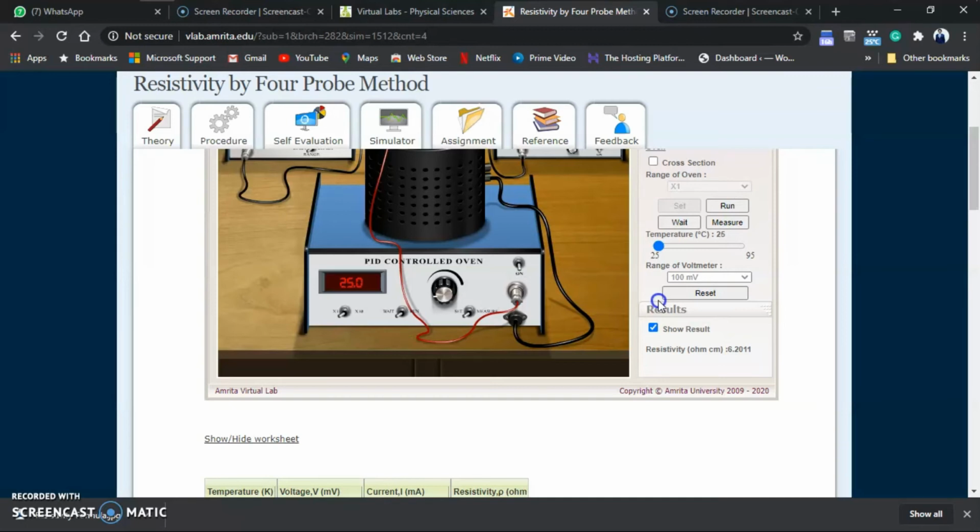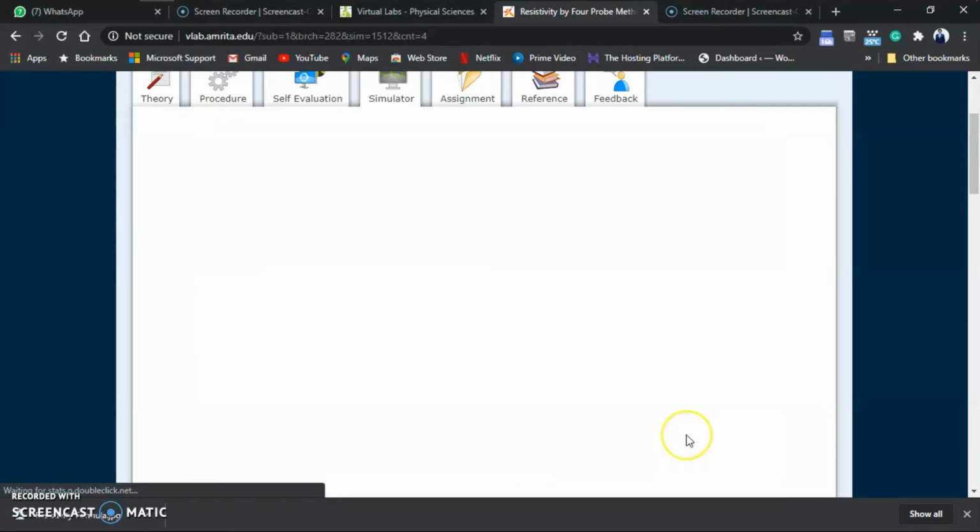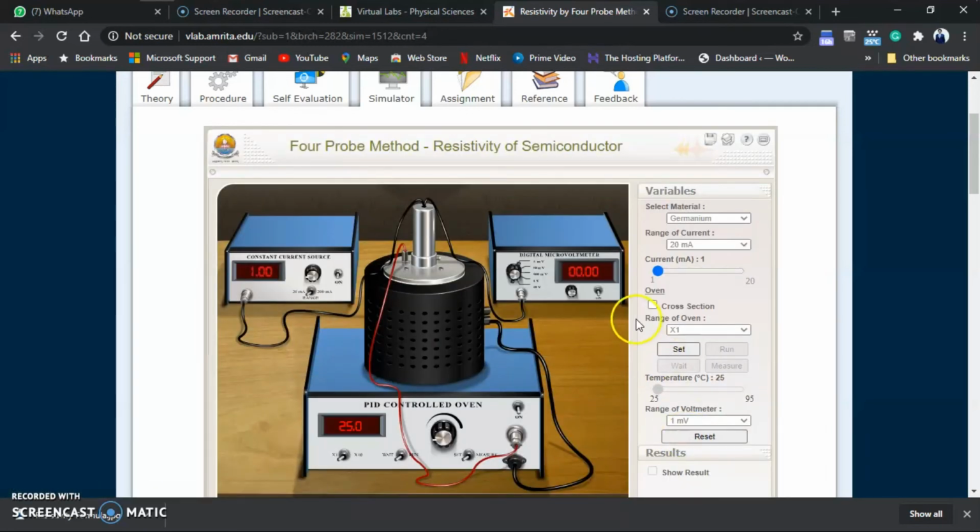And the problem is we cannot change the temperature directly from here for the other readings, we need to reset it. So I don't know why, but you need to reset it. So now let us take another example. Keep the current constant, that is 3, set, and let us take our temperature as 40. You can gradually increase it, but I'll just show these two readings and then click on run.